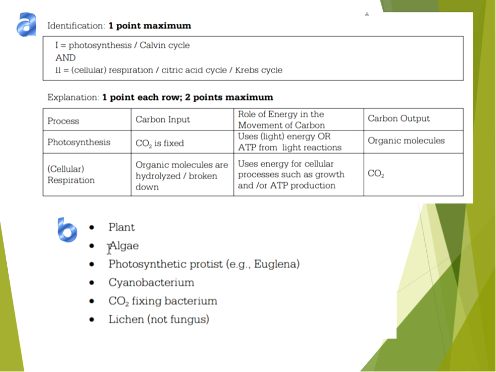And then for B, any of these would have been possible acceptable answers. So we put plants, so that was correct. We could have also put algae. You could have put a photosynthetic protist like a Euglena. You could have put a cyanobacterium or a CO2 fixing bacterium. You could have put a lichen. Could not have put a fungus, but you could have put lichen. So those are just some examples.